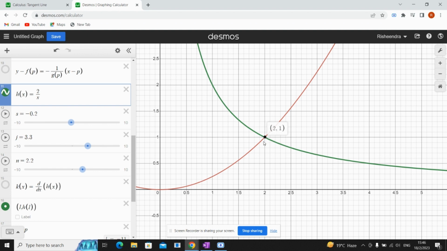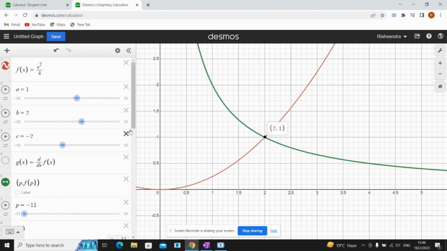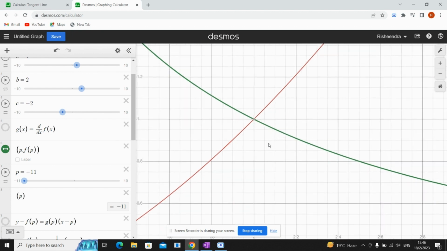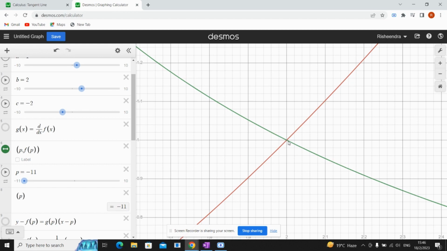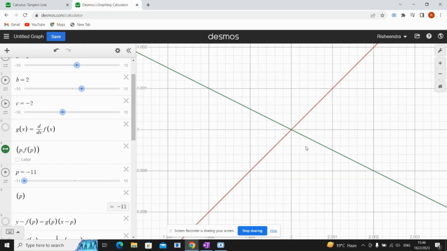(2, 1). You can get this answer by equating 2/x = x²/4. So you can get the answer (2, 1). At (2, 1), these two curves intersect, so we have to find the angle between these two at (2, 1). There is no formula for finding the angle between two curves. But if you zoom in closely, these two curves appear to be straight lines. We just have to find the angle between these two straight lines. But there is no equation for the slopes of these straight lines.